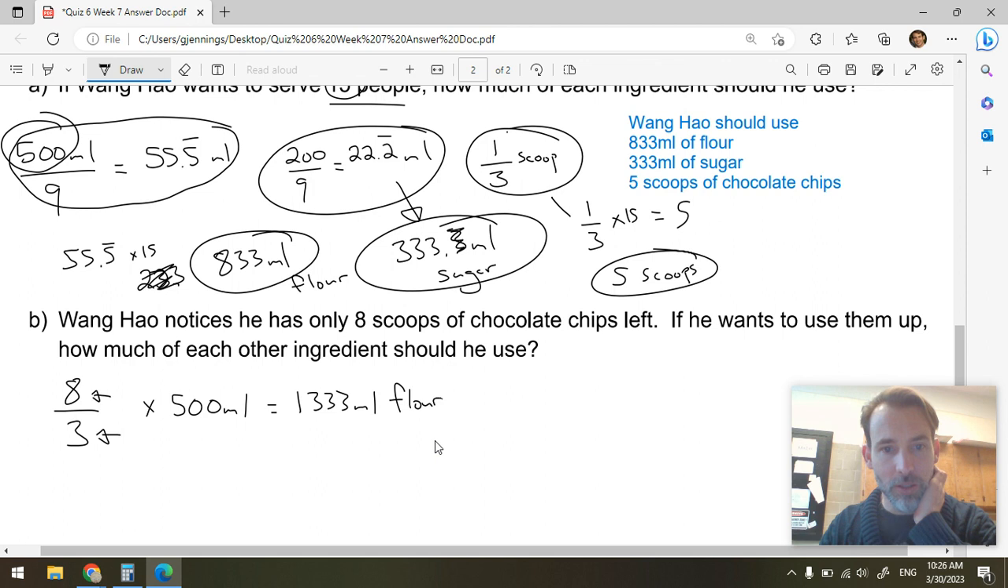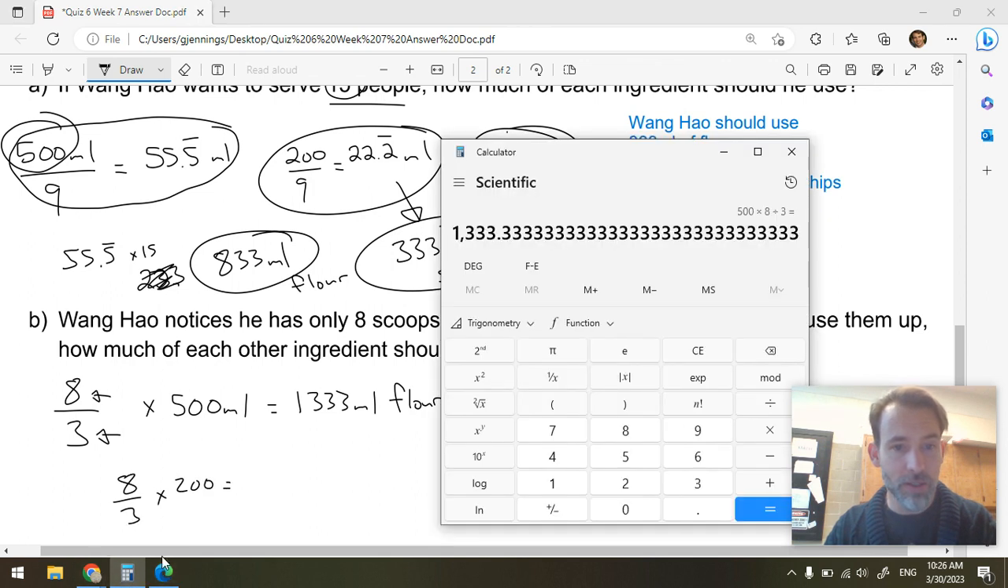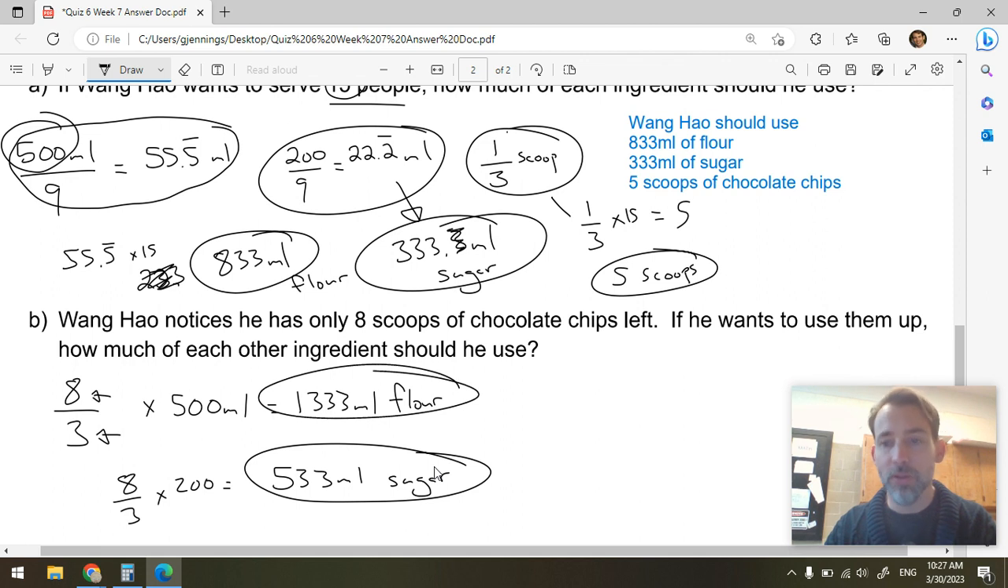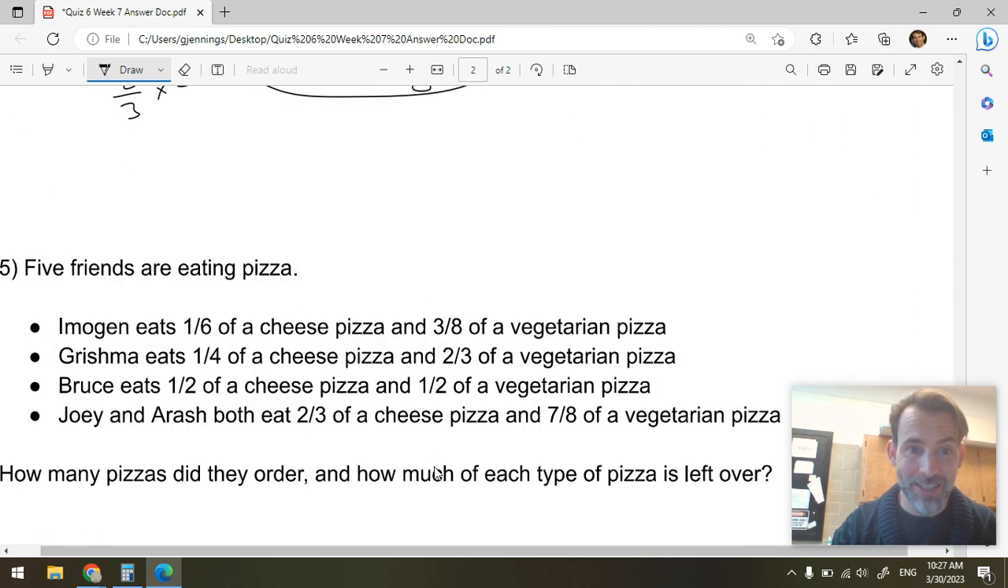That much flour. So a little more than a liter of flour. And then this number, 8/3 times 200, is going to give us 533. Oh, that's interesting. 533 milliliters of sugar. And those are the amounts that he should be using to balance the amounts of chocolate chips. There's other ways to find those numbers, but those are the numbers you're looking for. And that's how I would do it. All right, let's keep going.